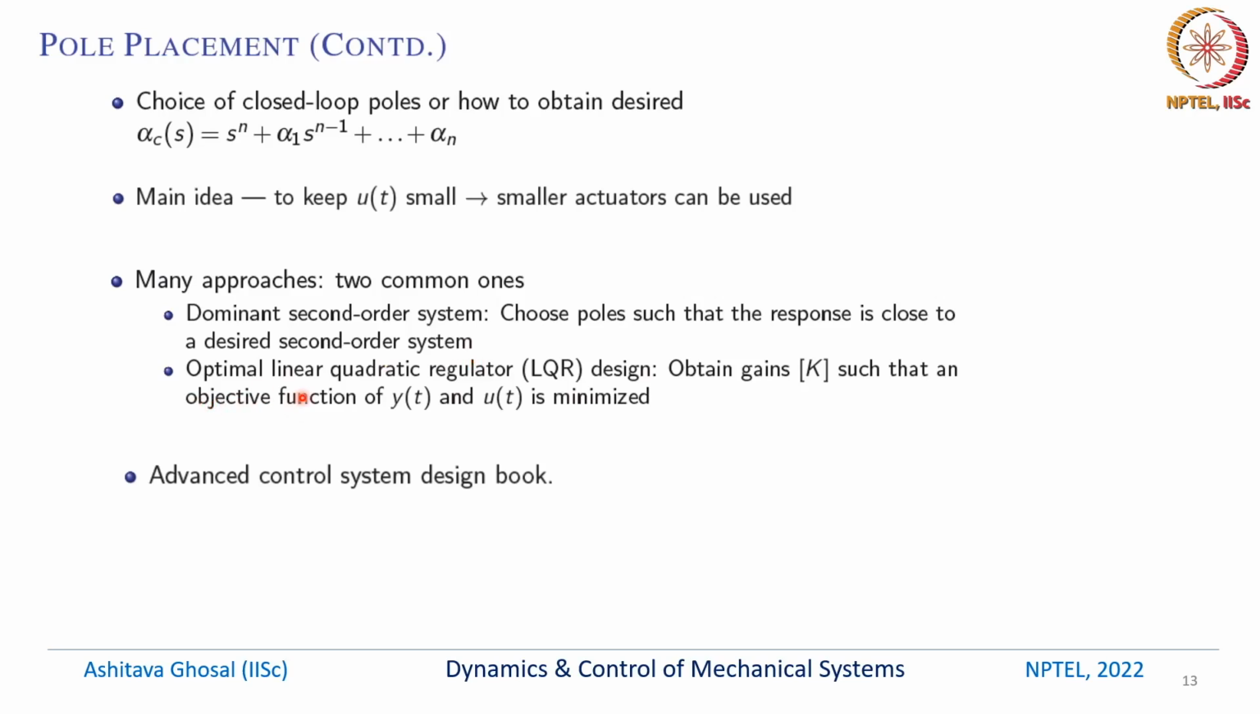There is also another way, which is called the optimal linear quadratic regulator, or LQR design. So we obtain the gains K such that an objective function of y of t and u of t is minimized. We can create one objective function, then minimize that objective function of y and u, and then we can obtain K. I am not going to go into the details of this optimal LQR design. If anybody is interested, they can look at some advanced control system design book.